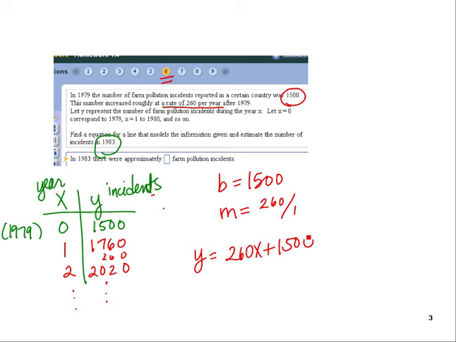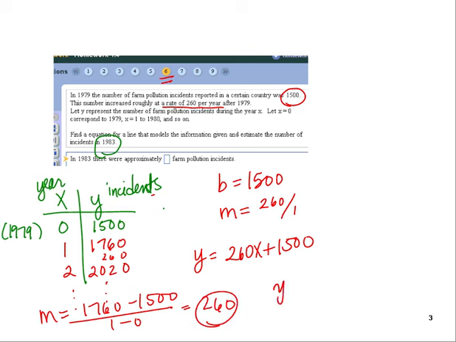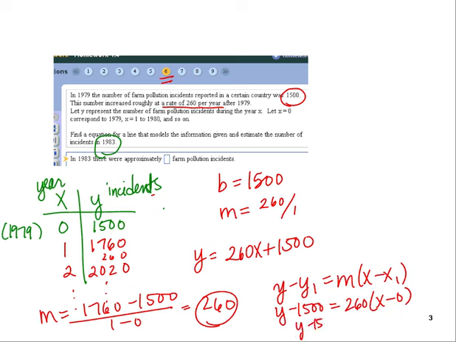Now, if you don't like that, you can go through and plug into the slope formula and find the slope between those 2 points, which you would find would be 260. Then you could use the point slope form if you needed, and plug in a point, and you would still find that you would have the equation that we just talked about. Okay, so that's going to give us that.